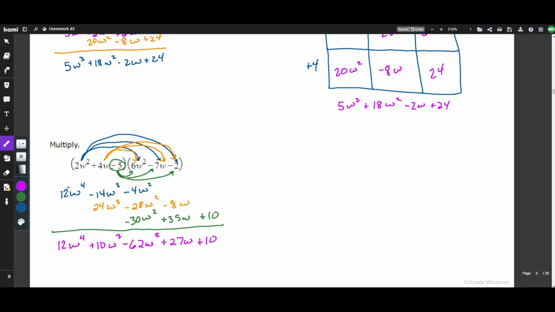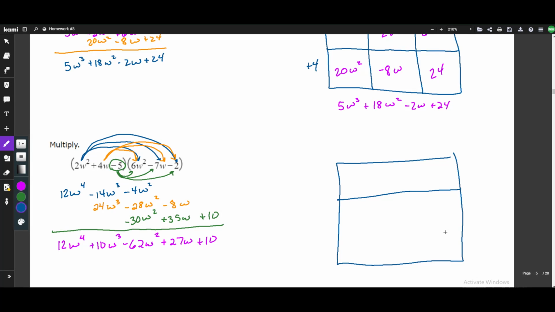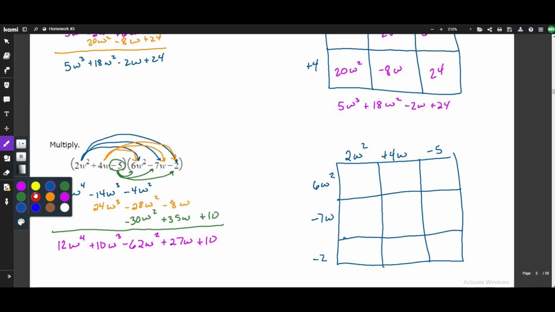If I was doing it in the box method with the area, I would be doing a 3 by 3 box. It just gets a little bit bigger, not really messier. So I'm going to make sure one is going across the top and one is going down the side. It's another way of organizing yourself for your like terms. So this is going to be 2w squared plus 4w minus 5, and then this is 6w squared minus 7w minus 2.